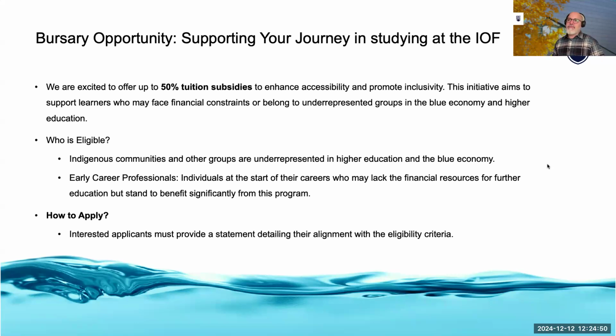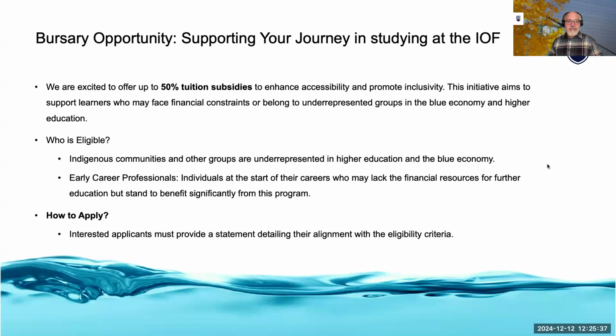The last thing I have to say is that the IOF is offering up to 50% tuition subsidies for students. We got a grant from the Ministry of Post-Secondary Education and Future Skills, and we can use these funds to support students in their studies at the IOF. The eligibility for now is for students from Indigenous communities and other groups that are generally underrepresented in higher education and the blue economy, and also early career professionals.